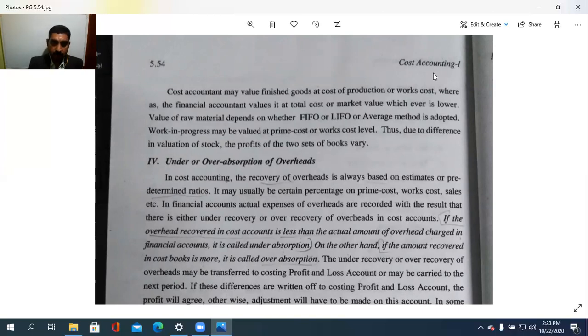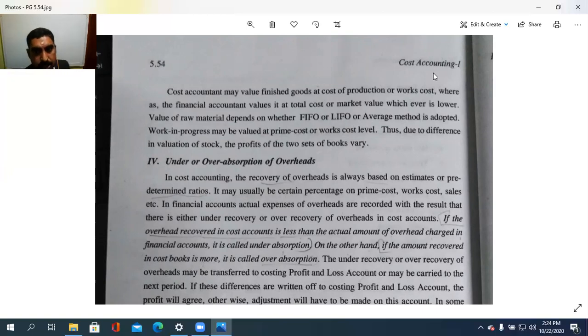എന്നാൽ ഫിനാൻഷ്യൽ അക്കൗണ്ടന്റോ he should bear or he should check only with regard to the total cost or the market value, whichever is lower. Value of the raw material depends on whether the FIFO or LIFO or average method is adopted. Work in progress may be valued at prime cost or work cost level. So work in progress valued at the prime cost level or the work cost level.